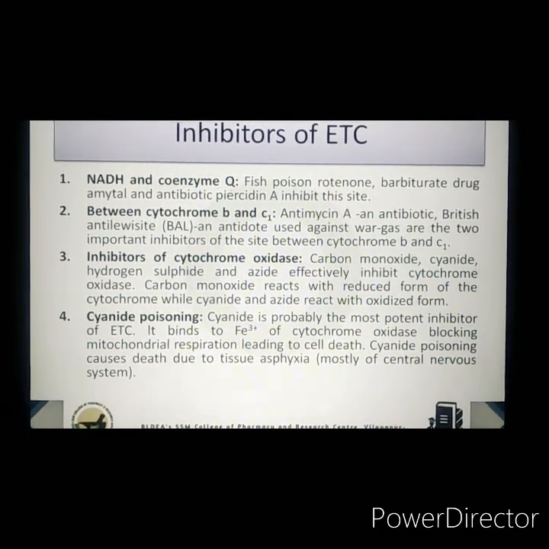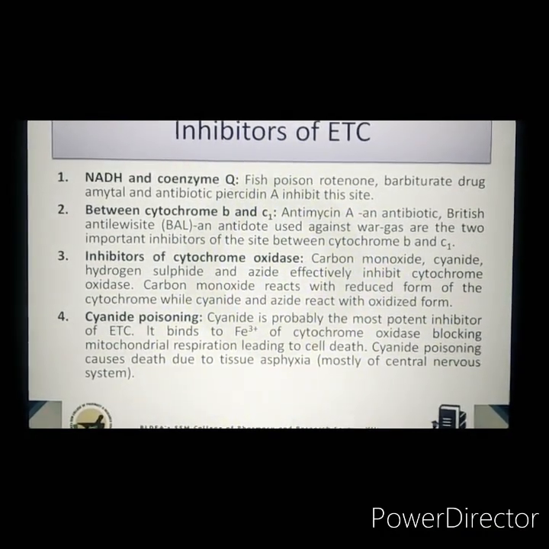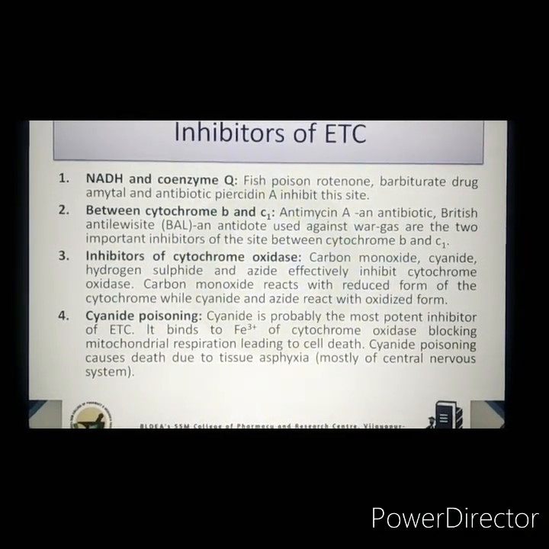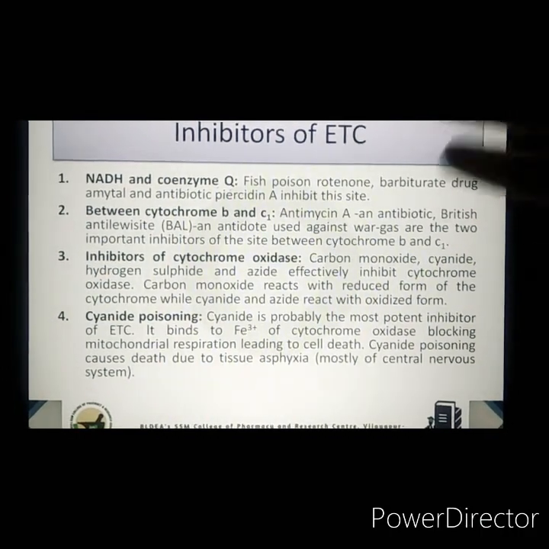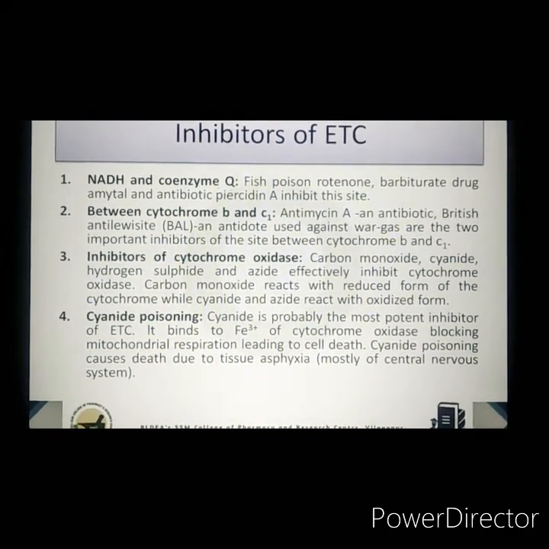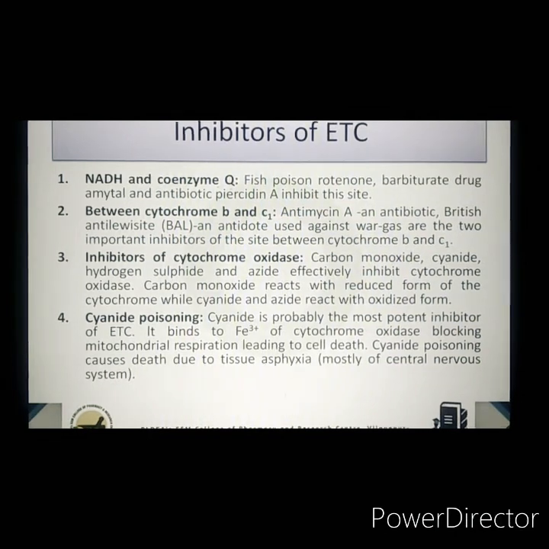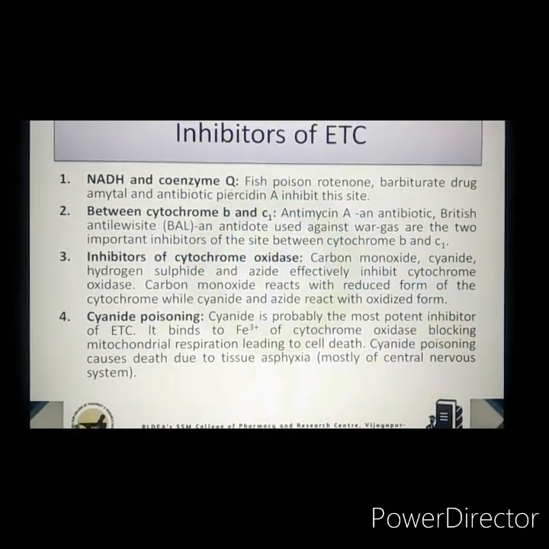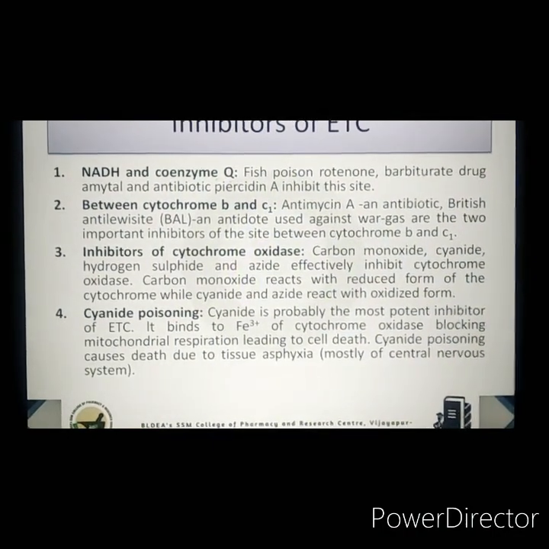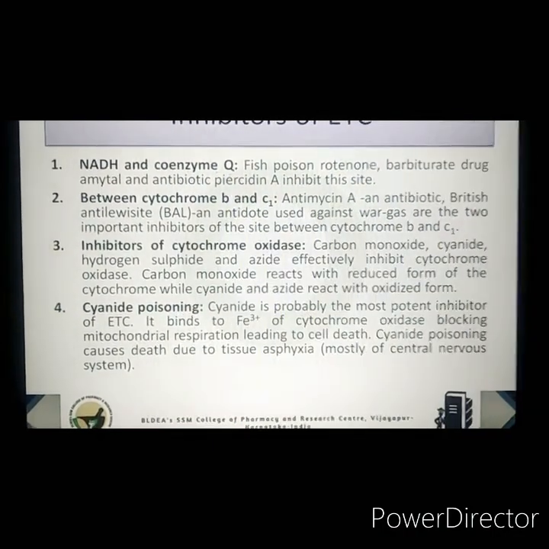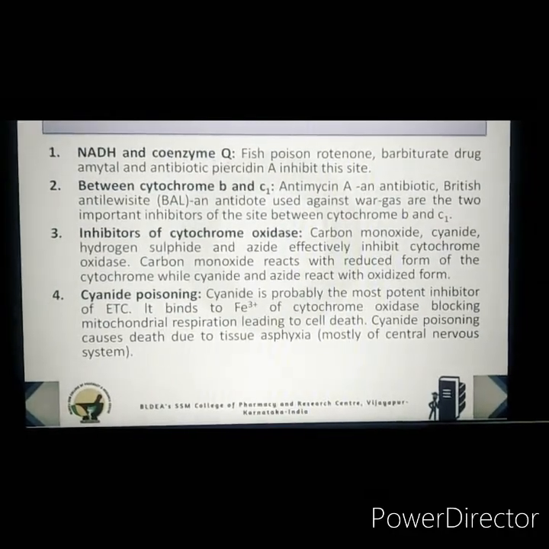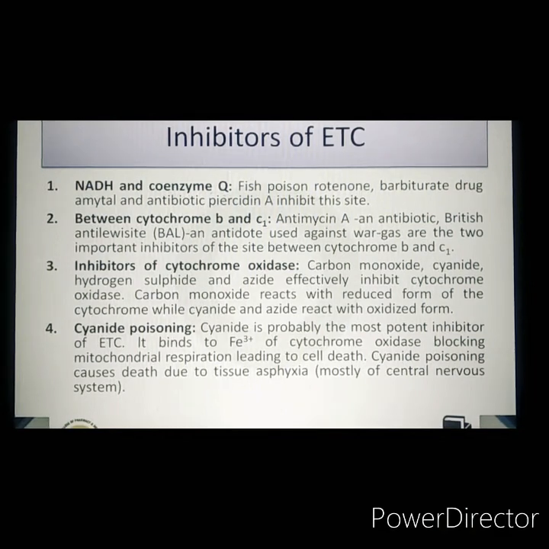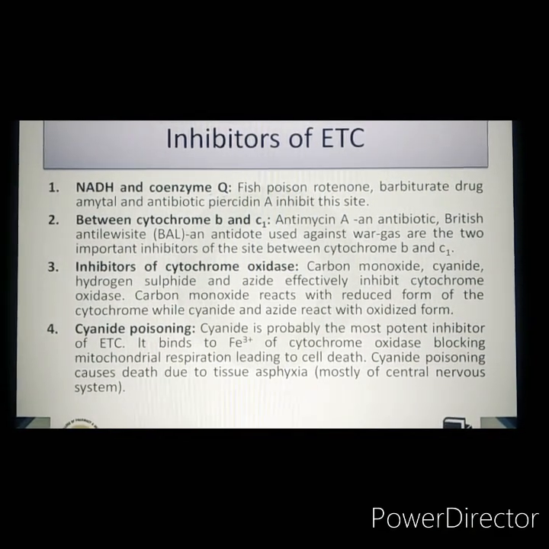So what are uncompetitive inhibitors? These are the inhibitors that act when the enzyme substrate complex is formed. Means whatever electrons or hydrogens are being transferred to cytochrome B C1, the process is continued. After reduction of the iron sulfur proteins, British anti-lewisite comes and prevents the further transfer of electrons. The next inhibitor is inhibition of cytochrome oxidase, that is the fourth complex.